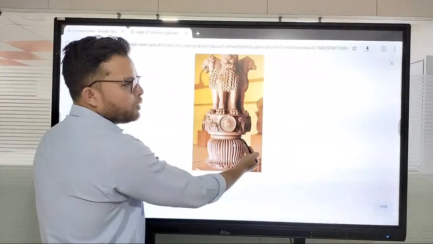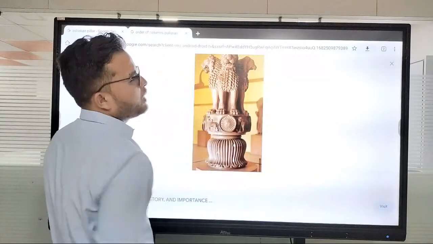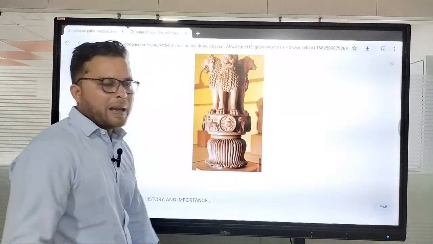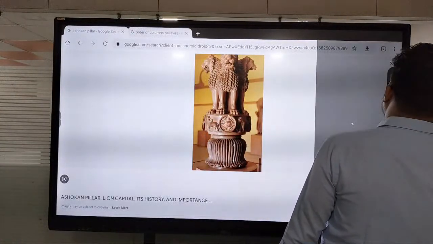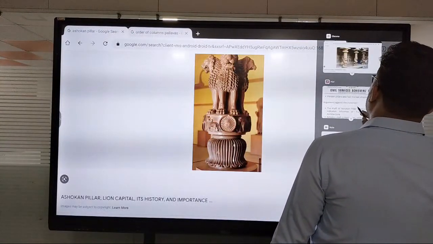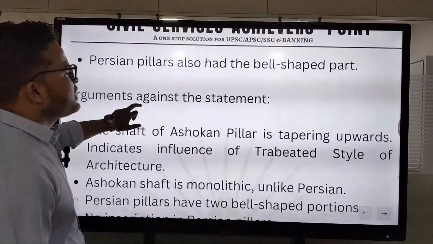So above the inverted lotus, there was an abacus, and above the abacus, there was a capital. And this is the lion capital. I'll come to the capital. Okay? Now let's deal with arguments against the statement.